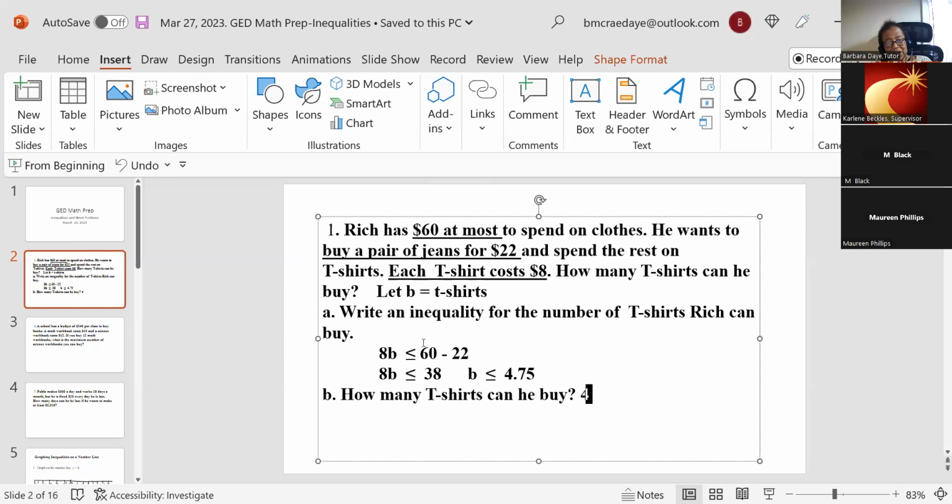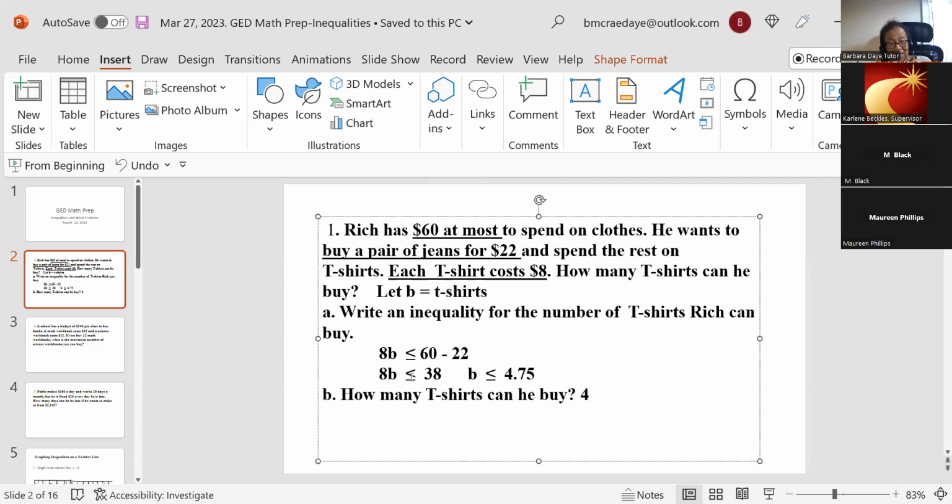But the thing is, it's got to be less than or equal. That's the key. You can't spend more than what you have. If you look at 60 and say it is greater than, that's why I say greater than. But you can't spend more than what you have.